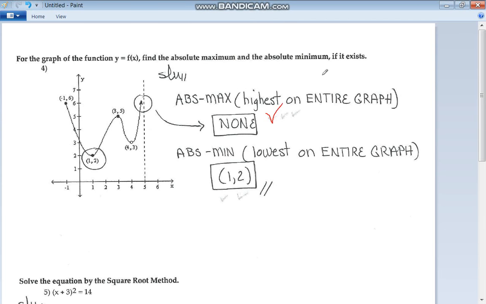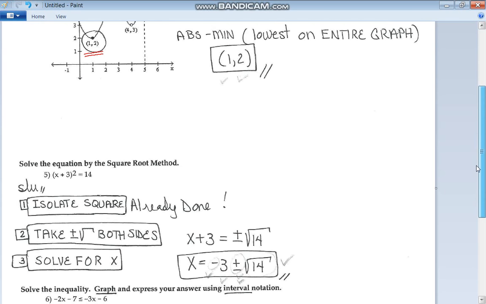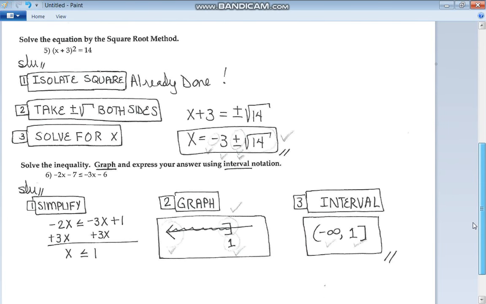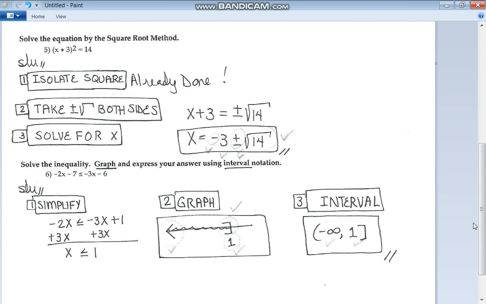For absolute min, the lowest point on the entire graph, yes, we do have one. It's located down here at the ordered pair 1, 2. And we're finished. Question number 5, solve the equation by the square root property.